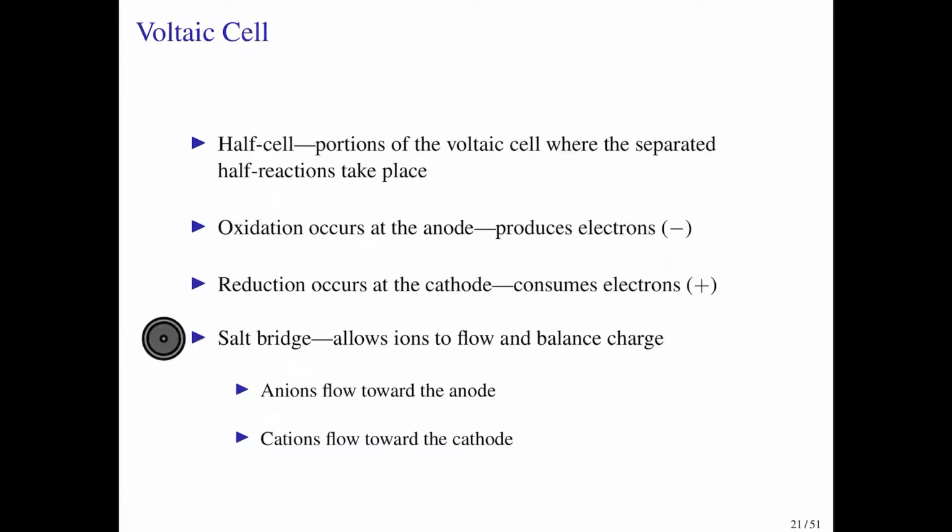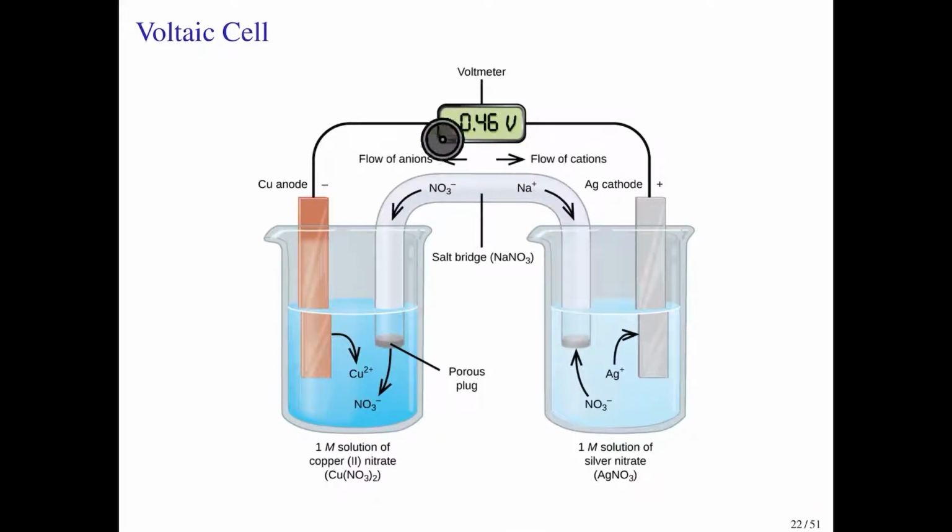We use a salt bridge to allow ions to flow between the two half cells. This completes the circuit and allows charge to move through the circuit. Anions migrate towards the anode. That's why it's called the anode. Cations migrate towards the cathode. Let's look at the picture here to explain this idea. It's the same reaction that we were looking at before, where copper is oxidized and silver is reduced. So we have a piece of copper forming our anode and a piece of silver which forms the cathode.